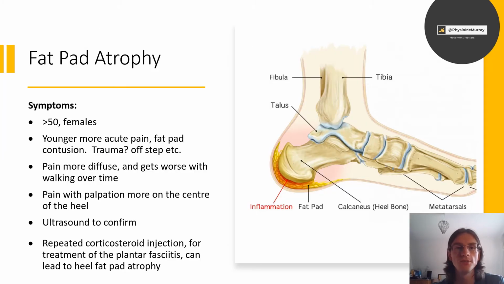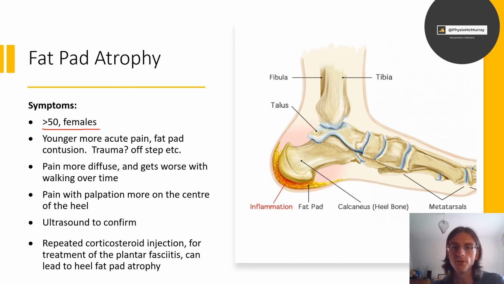Cool. So fat pad atrophy. This happens more frequently in females over the age of 50. If you get it when you're younger, it's probably more acute pain, so it's probably trauma that caused it. You might have fallen off a ladder, landed on your heel, and damaged your fat pad. Whereas if you're older, it's probably just come around spontaneously over time.